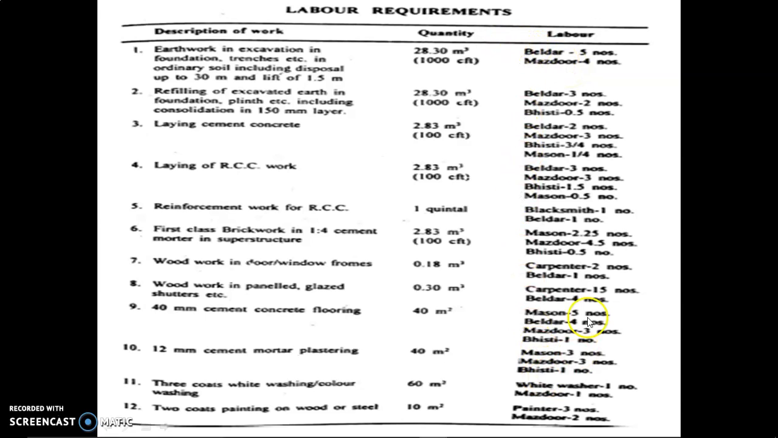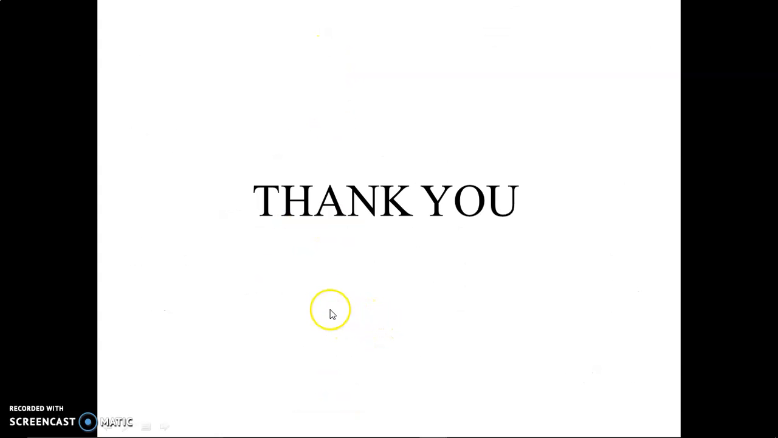So these are the laborers required for a particular work. So this is the table which we get from IS 7272.